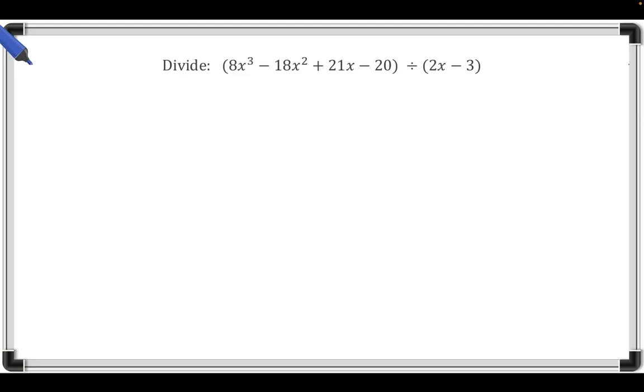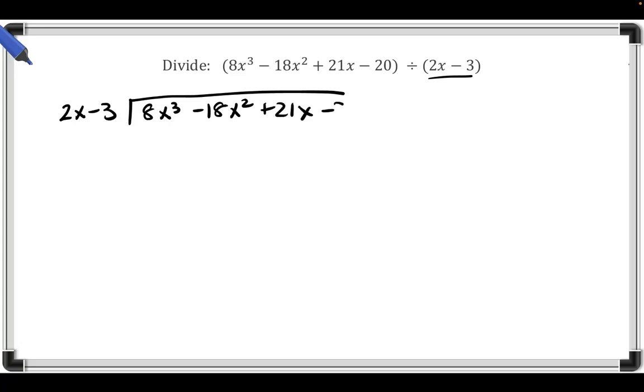Okay, so we're going to do one more question together. So we're going to set up our problem in the exact same way. My divisor is going to go on the outside. What am I dividing? I got 8x cubed minus 18x squared plus 21x minus 20. And I do not have any missing terms, so I should be good there.